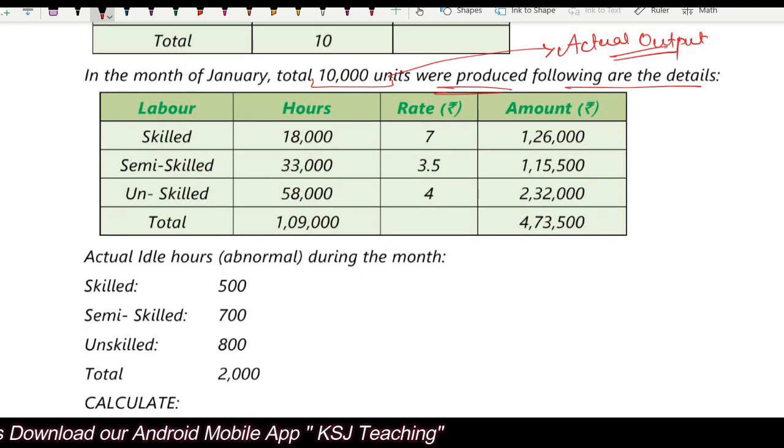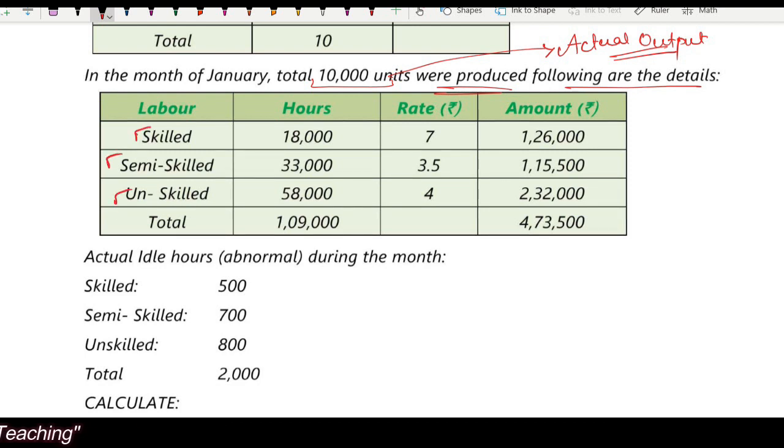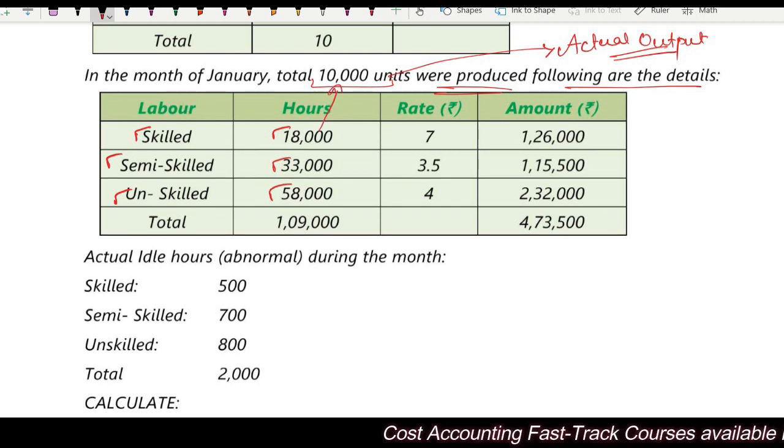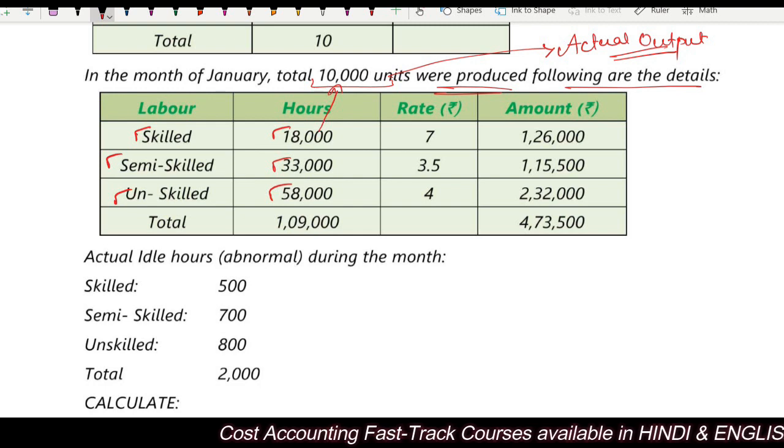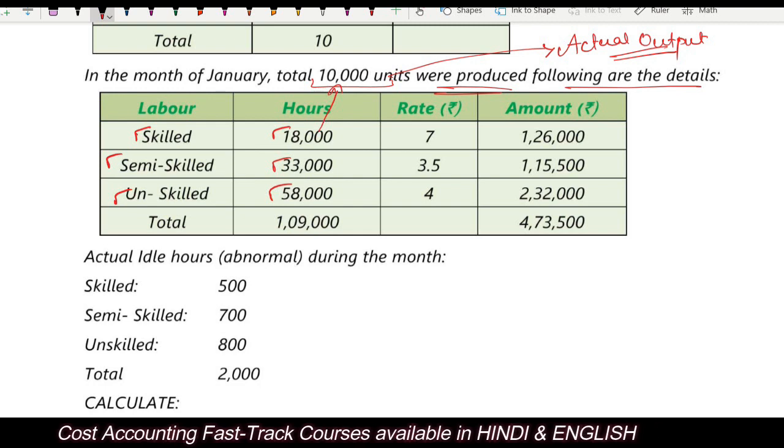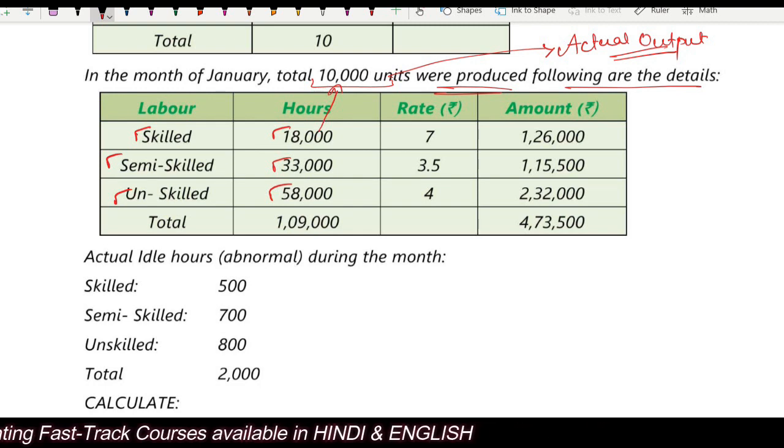Following are the details: skilled, semi-skilled, unskilled. Total actual hours 18,000, 33,000 and 58,000. Now these hours are for the 10,000 units, right? So in the manufacturing of 10,000 units, what is the actual hours that have been used of the skilled labor, of the semi-skilled labor and the unskilled labor?